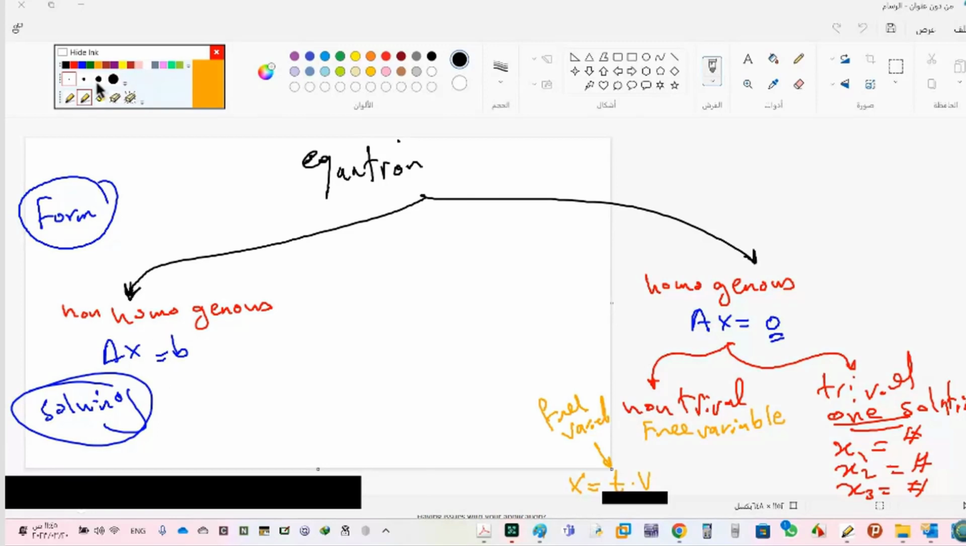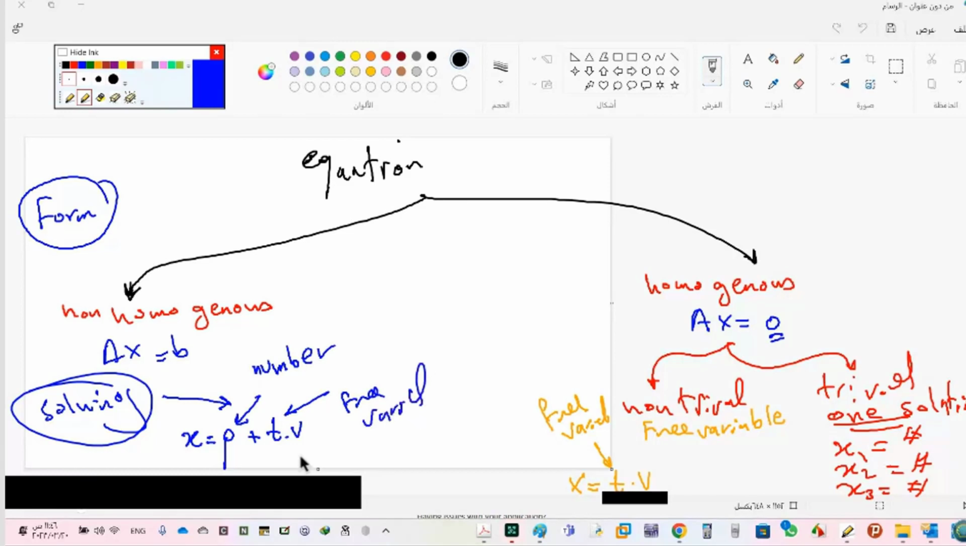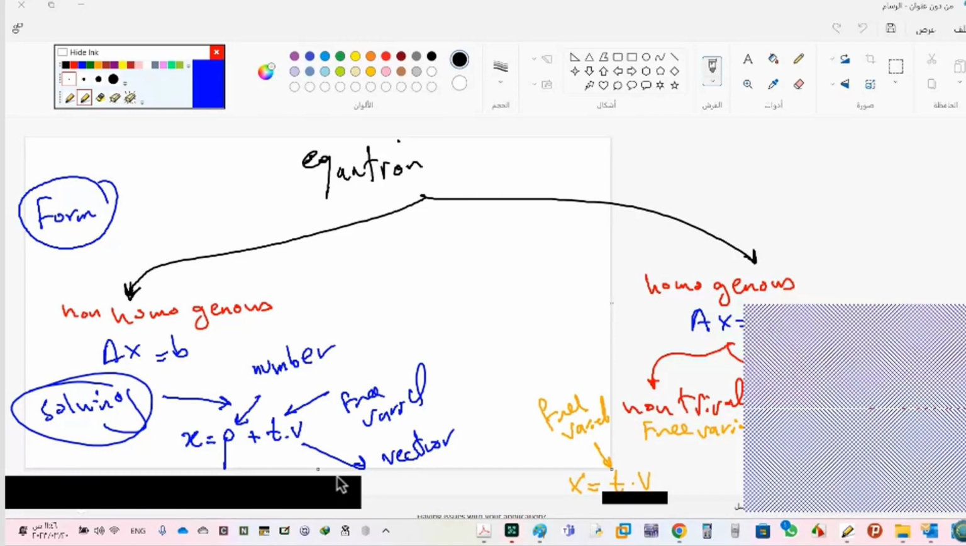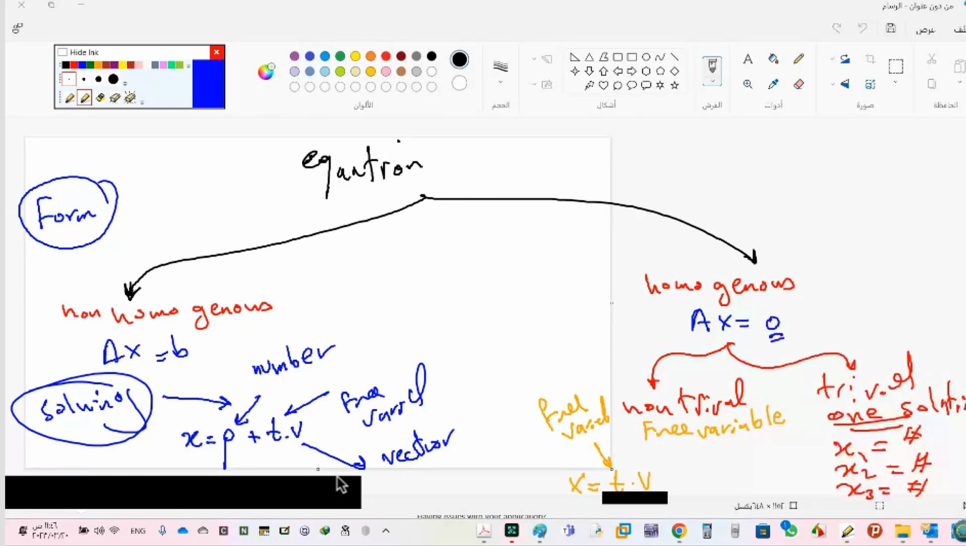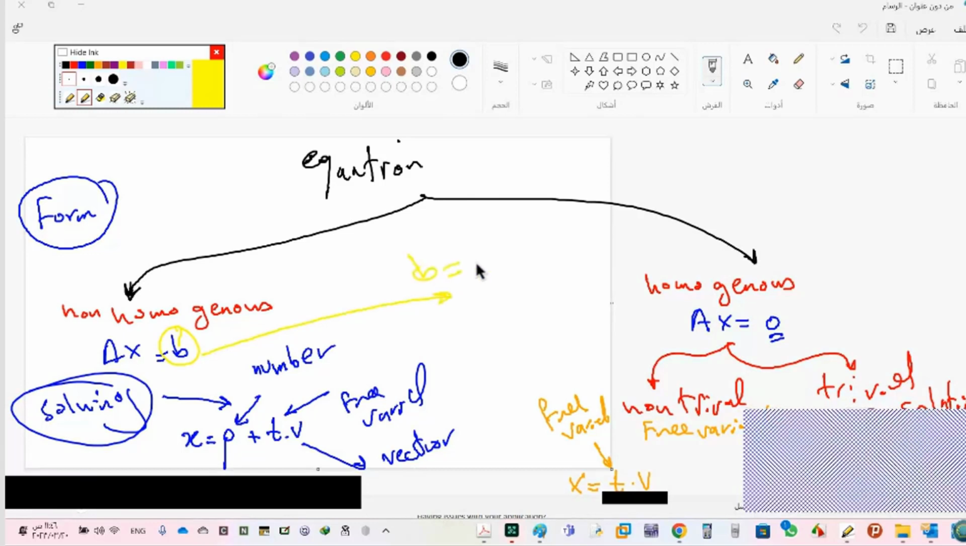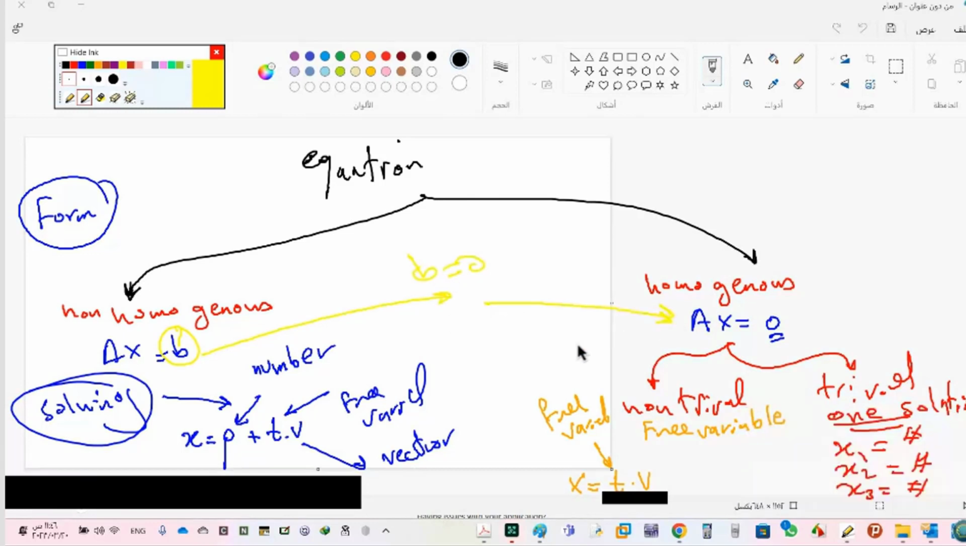Now for this one, we cannot say we have trivial or non-trivial. We have to solve. So we have the answer x equals p plus tv. p is a vector of numbers, t is a free variable. Got the idea? And as you see, if I make p equal 0, this p will be now this one. This is the summarization for the course.